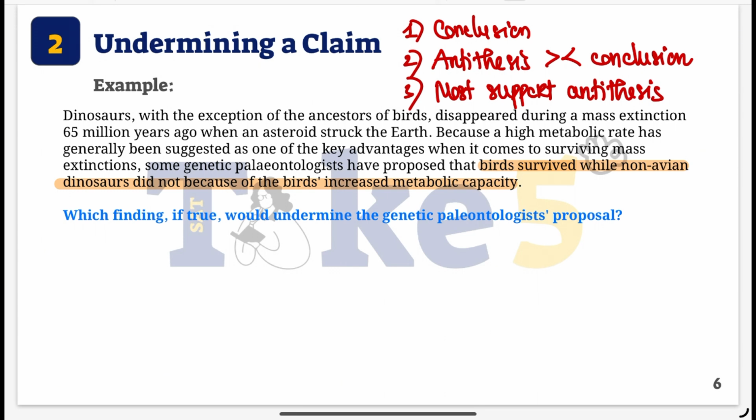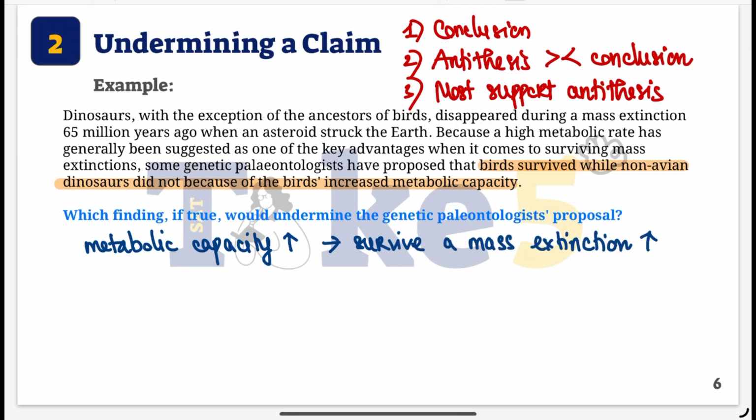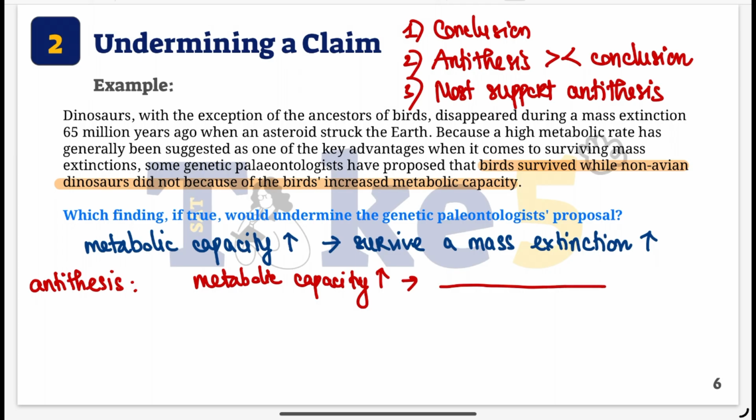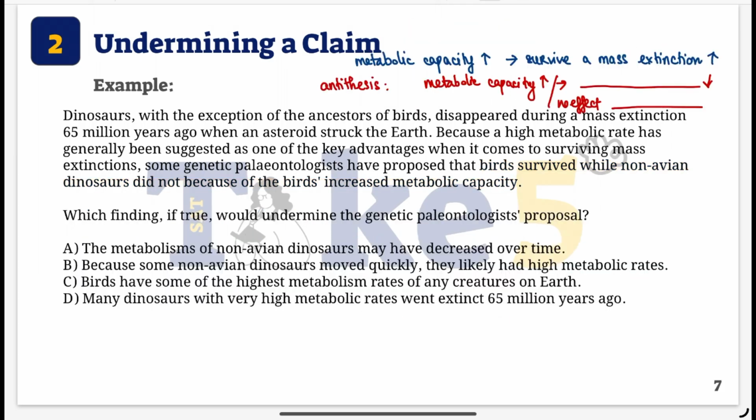In other words, if metabolic capacity increases, then the chances of surviving a mass extinction also increase. Now let's find the antithesis of this conclusion. We want the opposite direction, so it could be that if metabolic capacity increases, then chances of surviving a mass extinction decrease, or have no effect. Now it's easier to find the answer that supports this contrast relationship that we just wrote down.